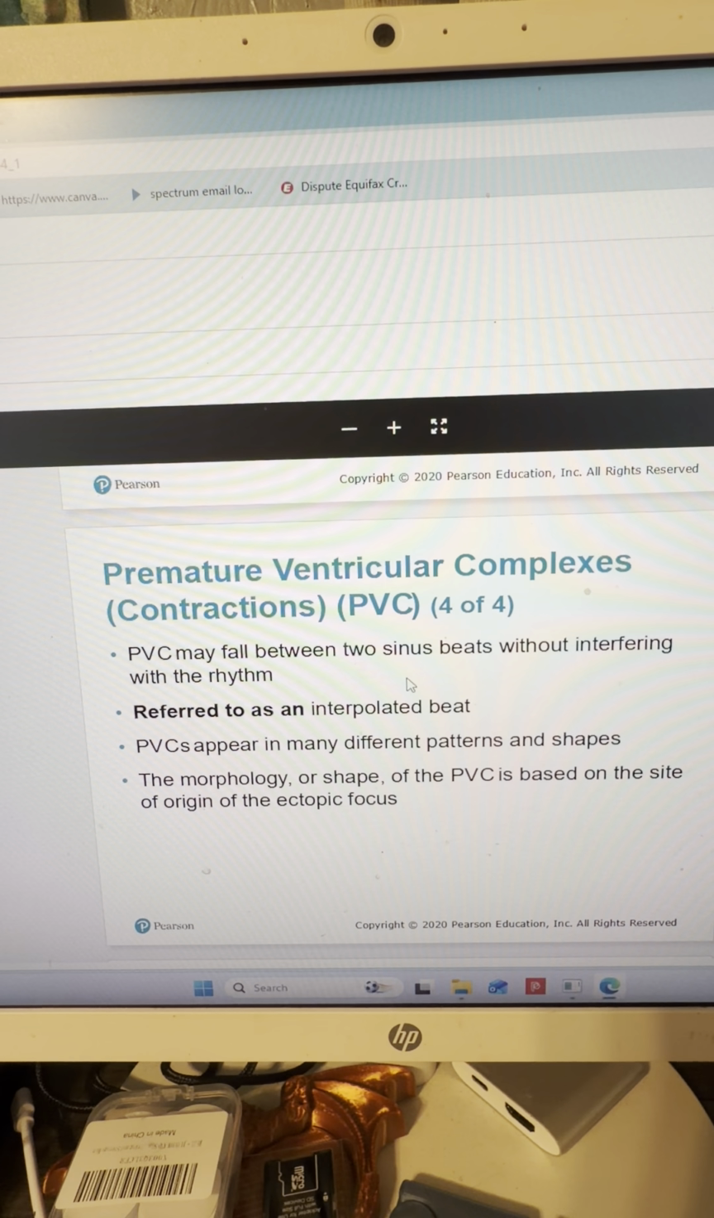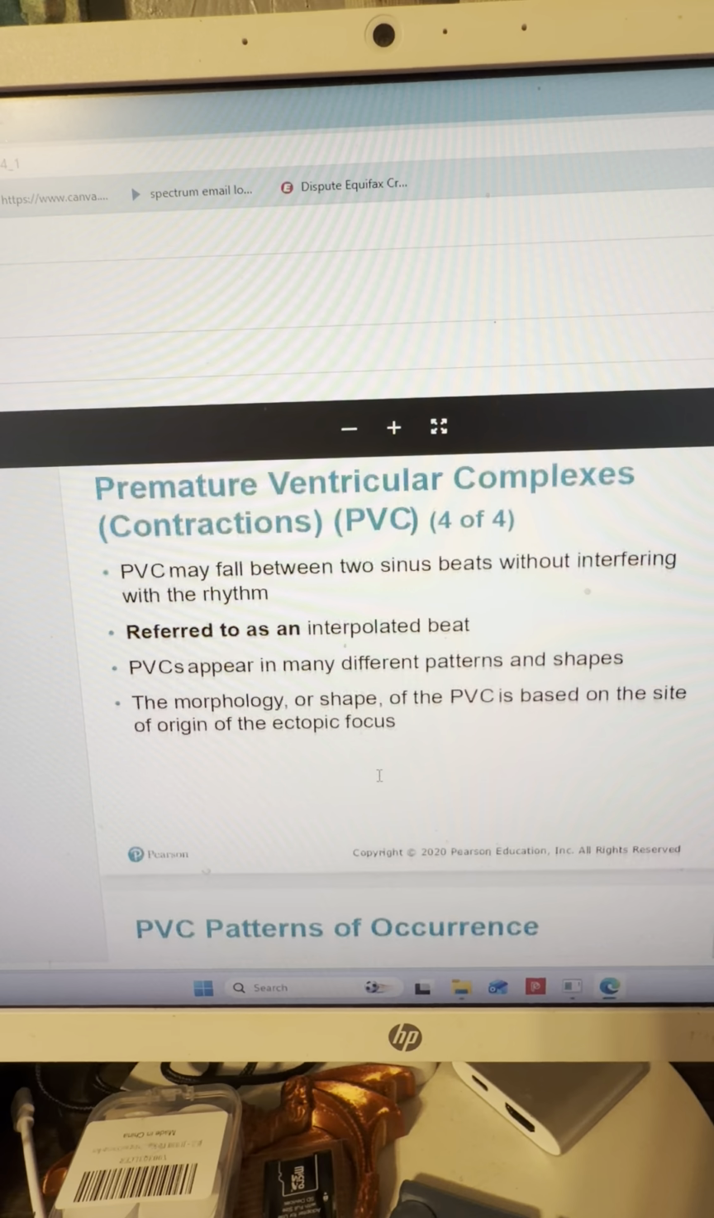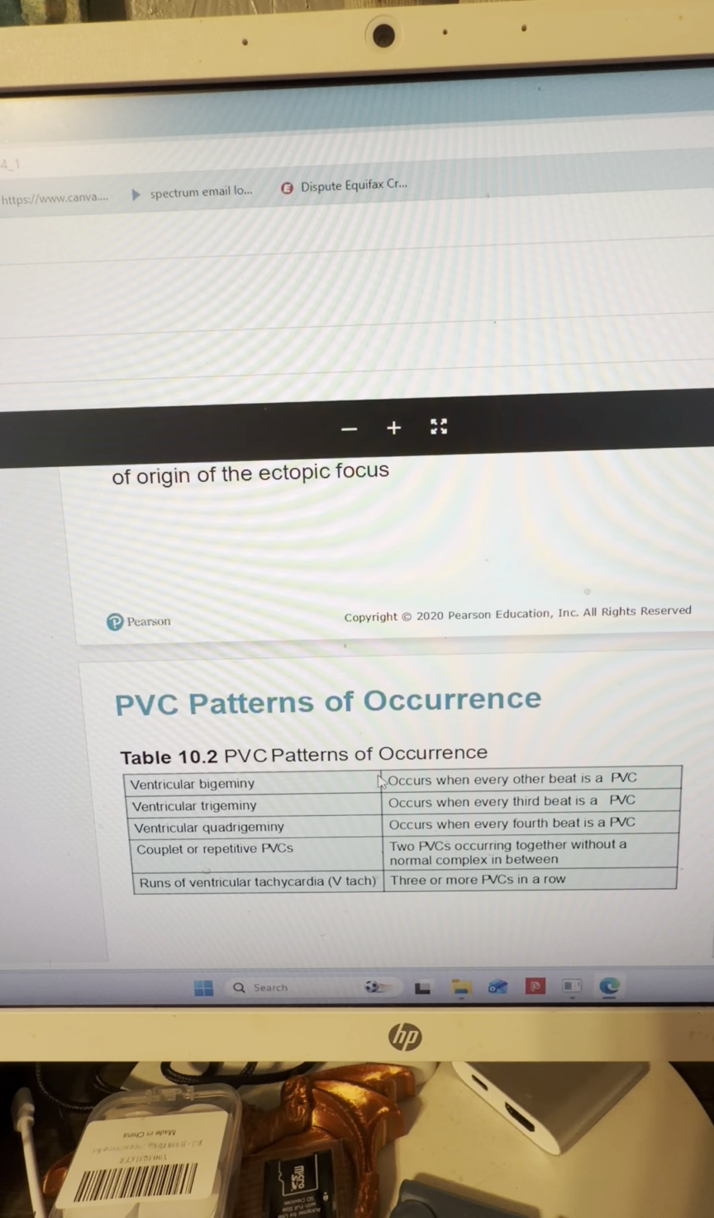They can fall between two sinus beats without interfering. This is referred to as an interpolated beat. So you'll have a normal beat, then a PVC, then a normal beat, then a PVC. They may appear in patterns, with different shapes. The shape is what we refer to as morphology. It's better if they're all the same shape. If they're all different shapes, then this is more irritability in your heart.